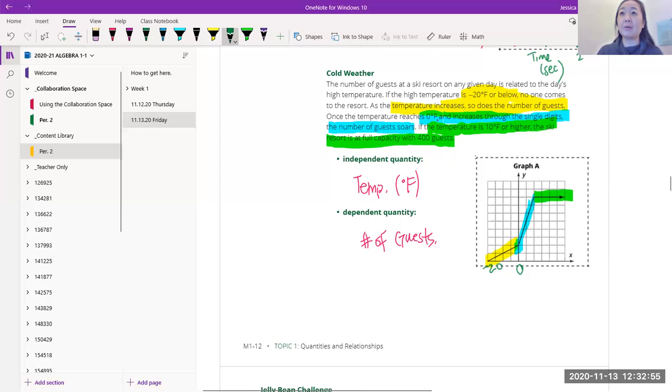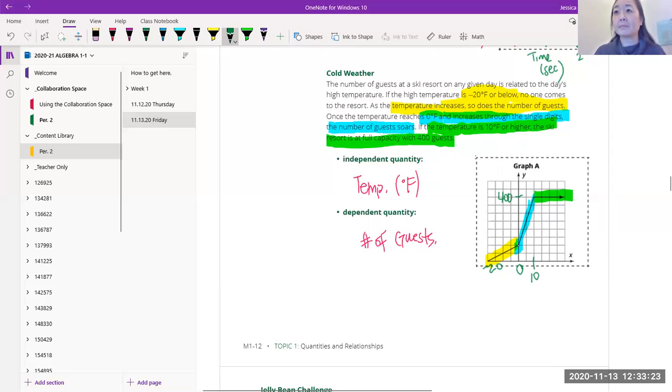So at 0, it increases through the single digits, the number of guests soar. Right when we hit 10, because before 10 is the single digits, the 9 and all that, if the temperature is 10 degrees Fahrenheit, the ski resort is at full capacity of 400. So literally, we can't get any more than this. We have no more room in the inn. Okay, so we cap at 400.